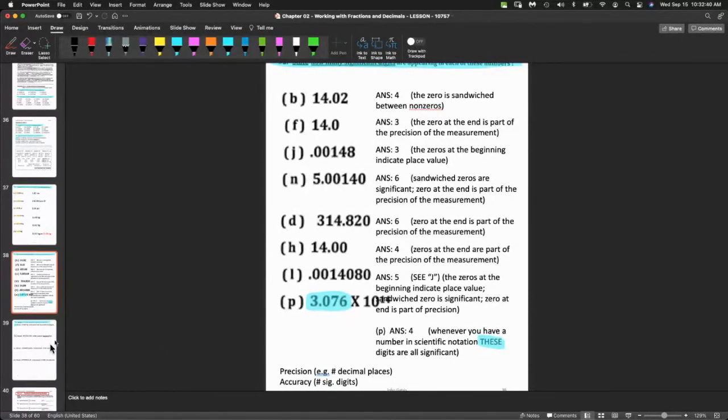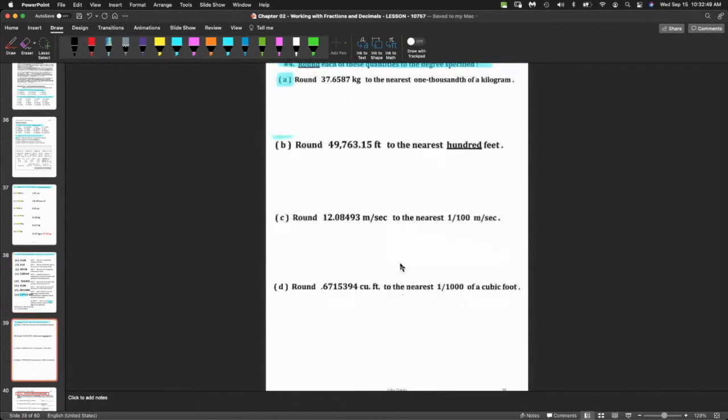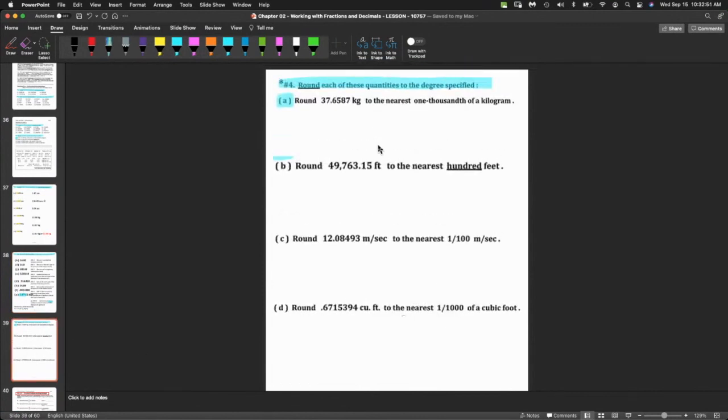So we're going to move on to the next page here. Now, again, this explanation with all these words, all of this stuff here, I'm going to convert this to a PDF and give it to you at the end of class. Round the following. Okay, so we're just doing some rounding here.